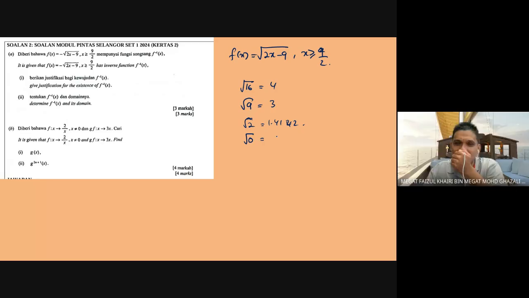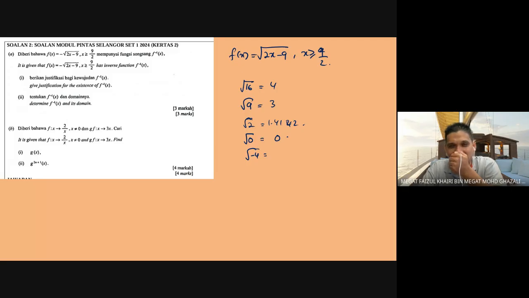Square root of 0 equals 0. Square root of negative 4 is an error, because that is an imaginary number. So we are talking about real numbers or real integers. Real number means a number which we can define, where we can see clearly what the number is. Square root of 16 equals 4. Real numbers.